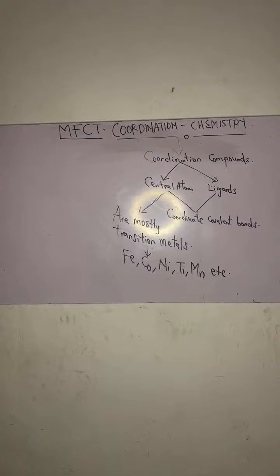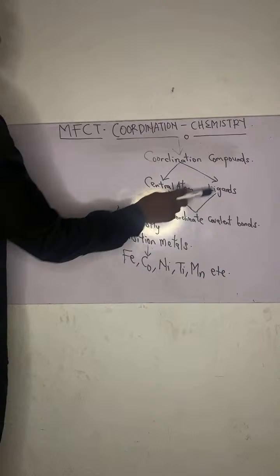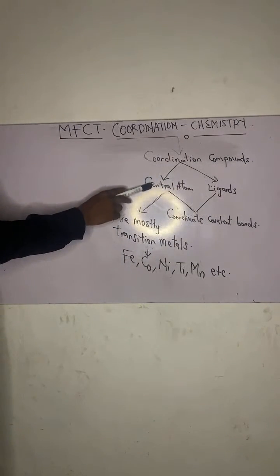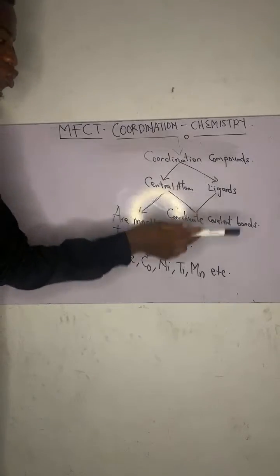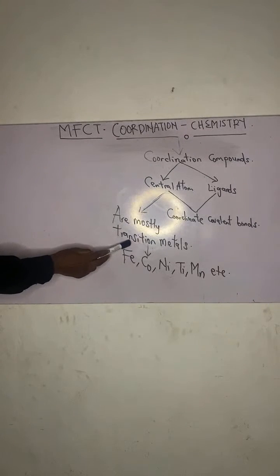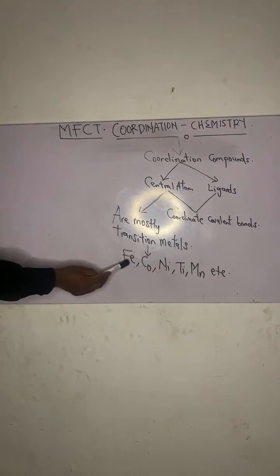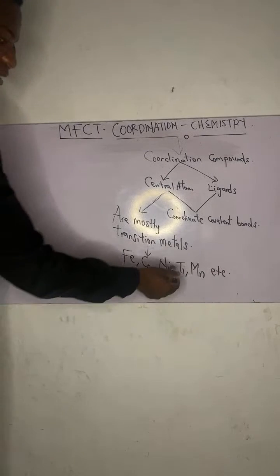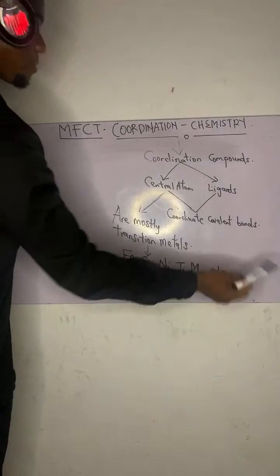So that's the first thing you have to understand. The coordination compounds consist of central atom and ligand. The ligands are the atoms or molecules or ions that are joining to the central atom through coordinate covalent bonds. And mostly, your central atoms are transition metals, which are what? Iron, cobalt, nickel, copper, zinc, tin, manganese, etc. Now, that is that.